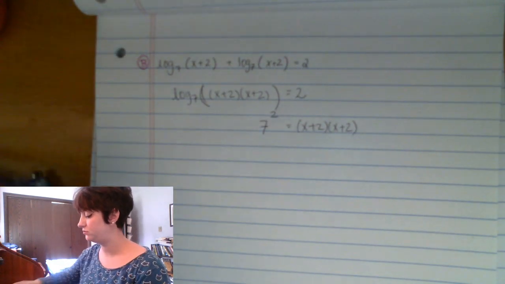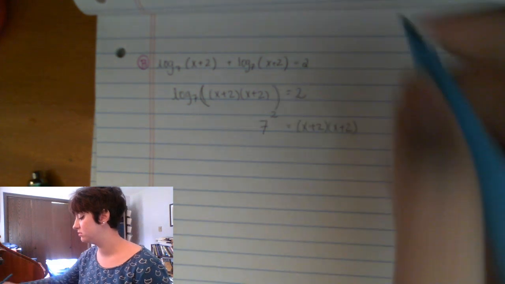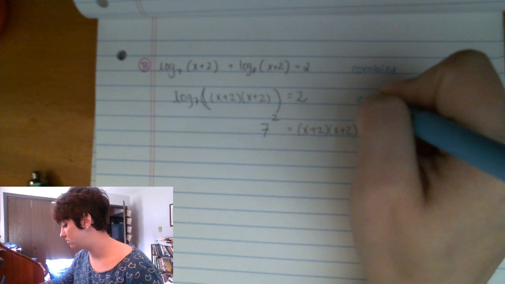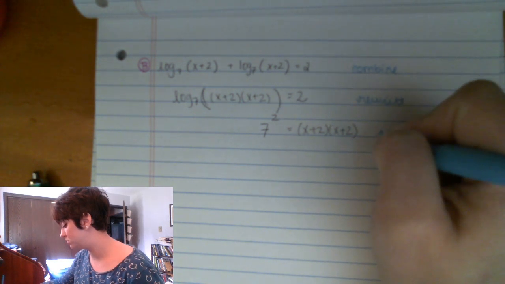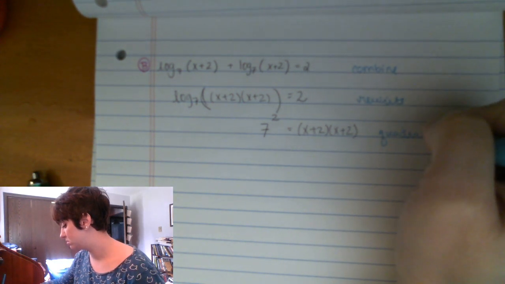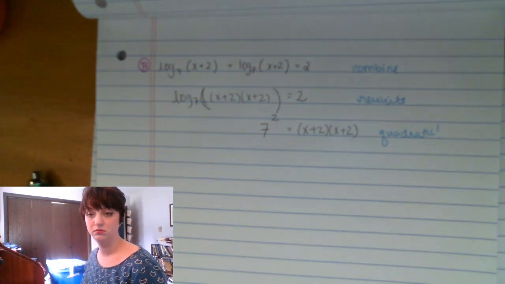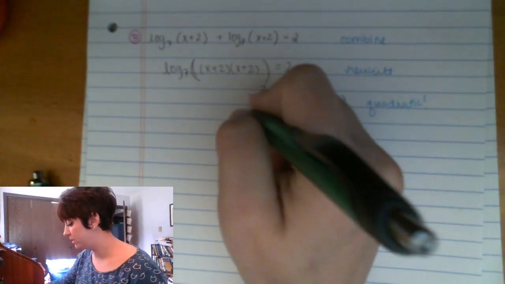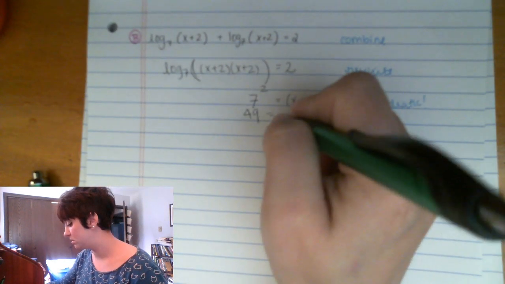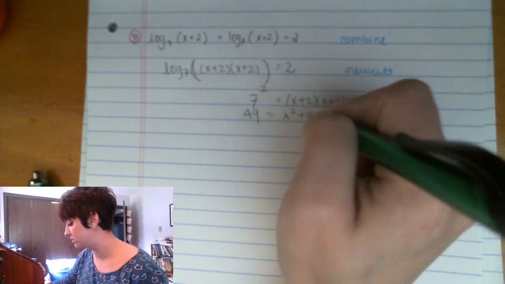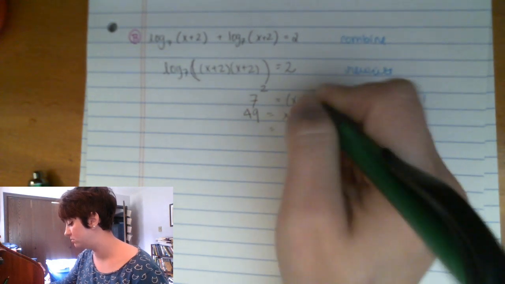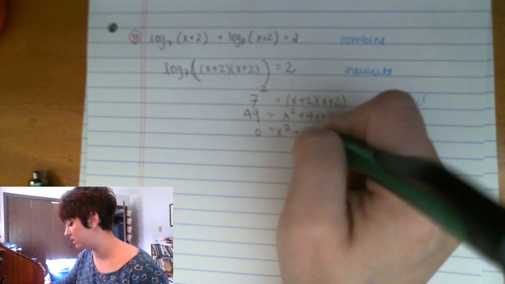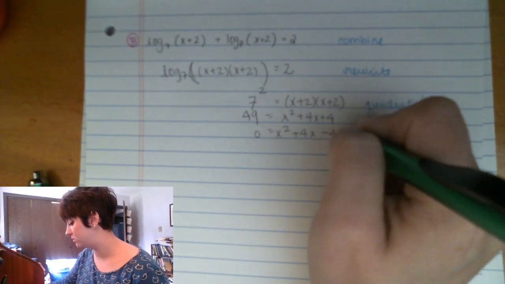So combine, rewrite, and it's a quadratic. So 49 is x squared plus 4x plus 4. Make sure you're careful about your squaring. And 0 is x squared plus 4x minus 45.